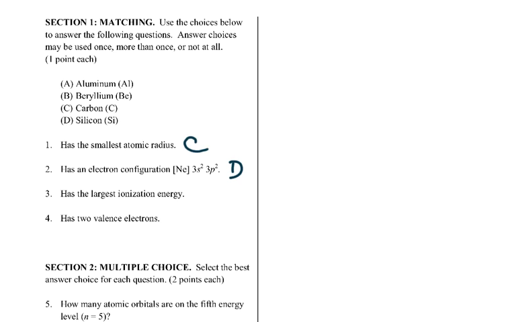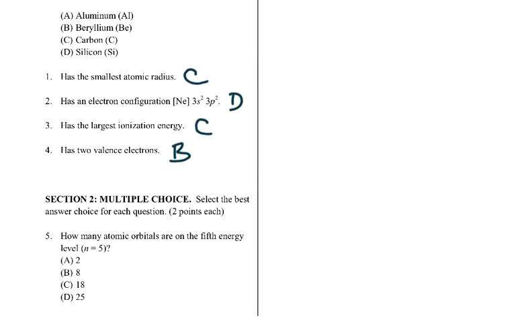Which has the largest ionization energy? Well, the largest ionization energy is going to be the smallest atom, so that's going to go back with C. And who has 2 valence electrons? Well, we know beryllium was in column 2, so that's the one that's going to have 2 valence electrons. So we get a lot of that from our periodic table.